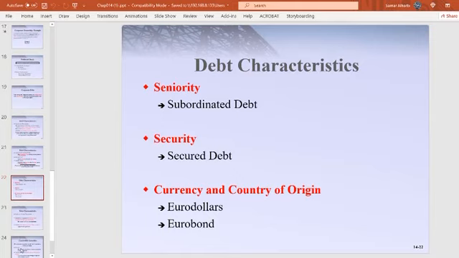Another example for currency and country of origin, which is just a type of security, is euro dollars. What is euro dollars?